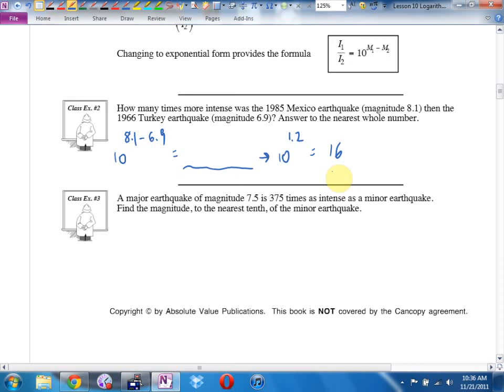We're really more interested in example 3. Example 3 says, a major earthquake of 7.5 is 375 times as intense as a minor earthquake. Find the magnitude of the minor earthquake. 10 to the first minus second equals how many times?